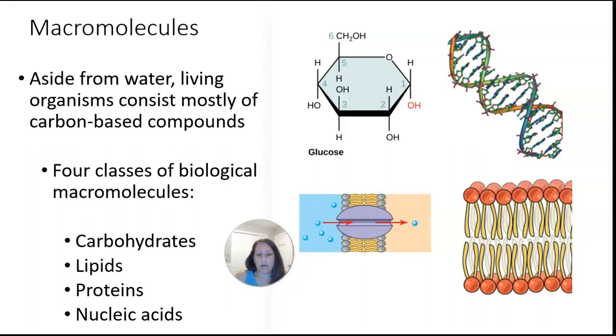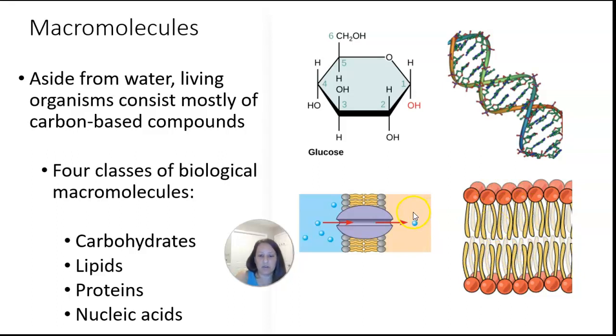So aside from water, living things are going to be composed mostly of carbon-based organic compounds. And there's 4 classes of organic biologically relevant macromolecules that we're going to talk about. And those are carbohydrates. And up here I have a picture of a simple sugar. This is glucose. That is classified as a carbohydrate. And then there are lipids. And shown here is the phospholipid bilayer. It's actually in this picture too, right here. These are phospholipids. We'll talk about those when we get into lipids.